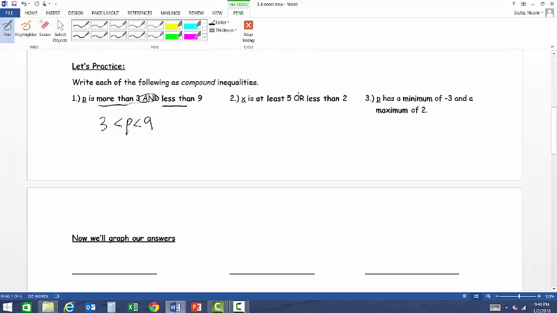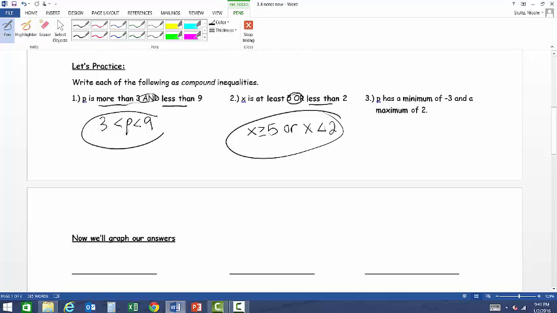Right, number 2 says the word or, so we're going to have or in our answer. So to show x is at least 5, you write x is greater than or equal to 5, or x is less than 2. And you leave that as your answer. So you can see the difference between and statements versus or statements. There's no words in an and. There's the word or in an or.